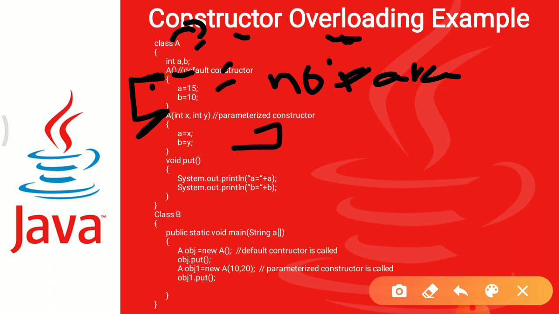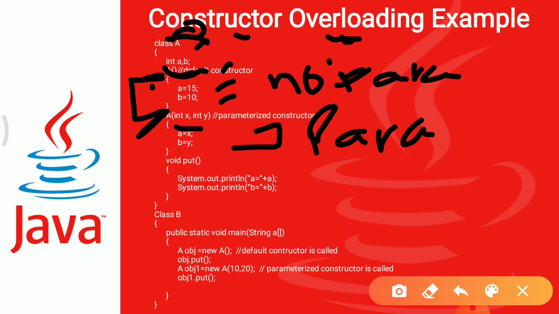In that we have written a is equal to 15 and b is equal to 10. After that we have taken A with two parameters. This is the parameterized constructor. It has two parameters, x and y, and we are assigning x and y to the integers a and b. Why are we assigning that? If we want to use x and y below this constructor, we could not use them. So to access them everywhere, we pass them to the global variables.